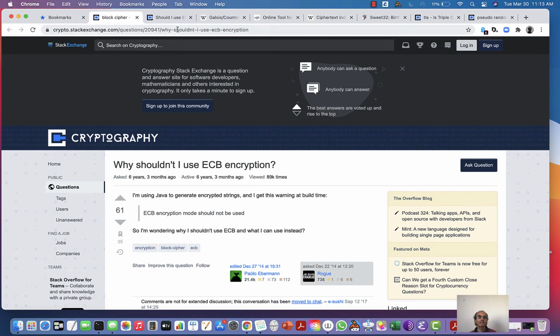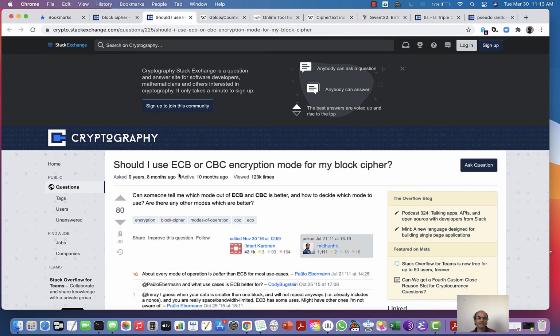So again, we can go and see how all of this kind of stuff plays out. Here are some questions about how the security compares. It says, should I use ECB or CBC mode for my block cipher? Which mode is better, and how do I decide which one to use? Are there any other modes which are better? Well, we'll be answering questions like that.